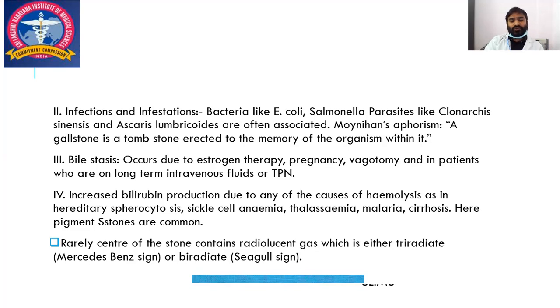Rarely, the center of the stone contains radiolucent gas, which is either triradiate, seen as a Mercedes-Benz sign, or biradiate, seen as a seagull sign.